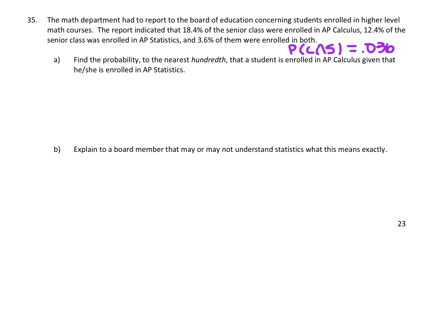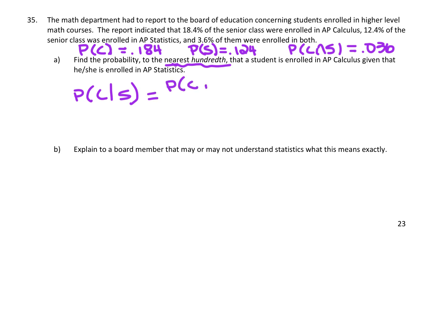All right, so it says find the probability to the nearest hundredth that a student is enrolled in AP Calc, so the probability of Calc, given, so I'm going to use that symbol for given, that he or she is enrolled in AP Stats. Okay, so we're finding the probability of Calc given Stats. So we know that's going to be equal to the probability of Calc and Stats over the probability of the given statement. So the given category is Stats.